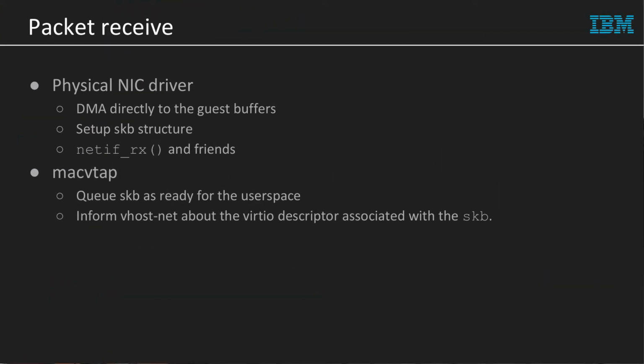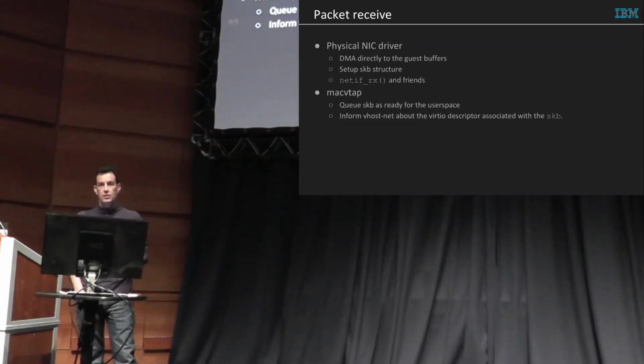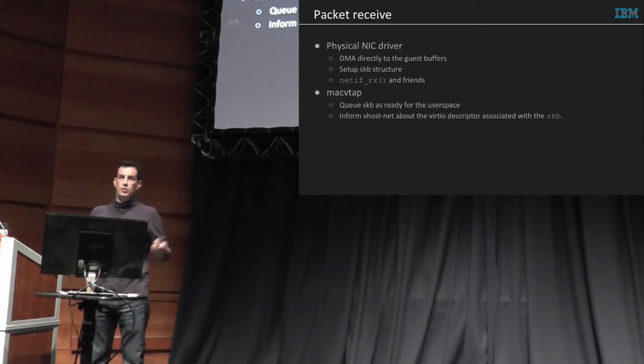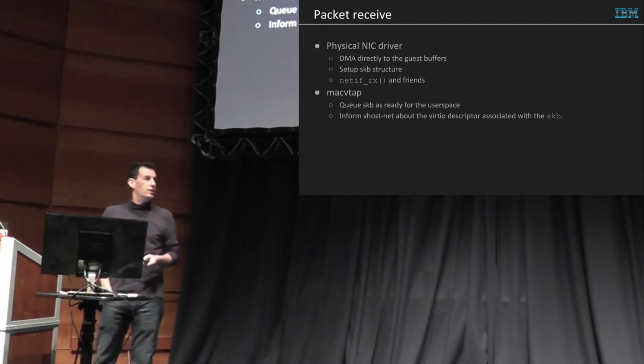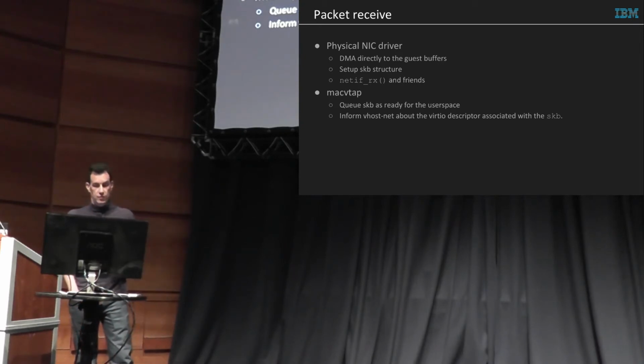Then whenever there is a receive, the packet data is DMAed directly to buffers visible by the guest. The SKB that was created previously in Mac VTAP is adjusted to properly point to the right data, and its header is updated. And then the physical device driver calls native RX. It transfers the control to Mac VTAP. Mac VTAP queues the SKB as ready for user space and notifies vhost.net.